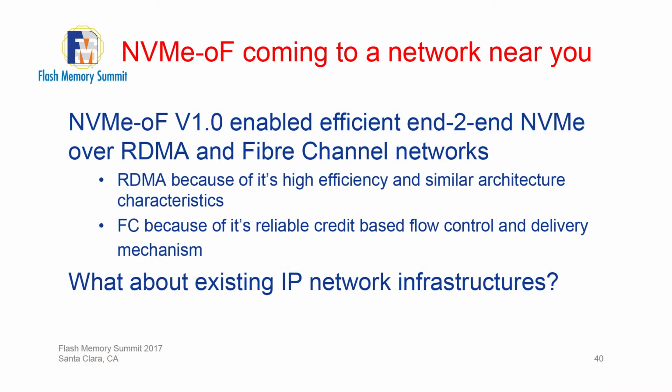We started out with two transports in version 1.0. RDMA, because like was said before, it's a pretty nice match in efficiency and architecture for NVMe, and plus it covered a lot of different types of fabrics like InfiniBand and Ethernet. So it was a good place to start. Fibre Channel, obviously, because it was reliable, credit-based. It was sort of the de facto attach for a storage array in the front end, very prominently out there, and it just made sense for these two to be the first transports.